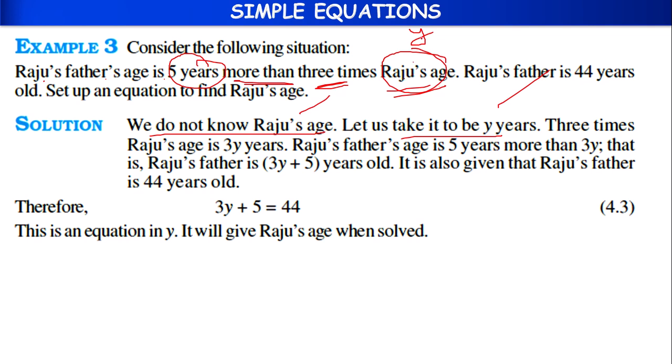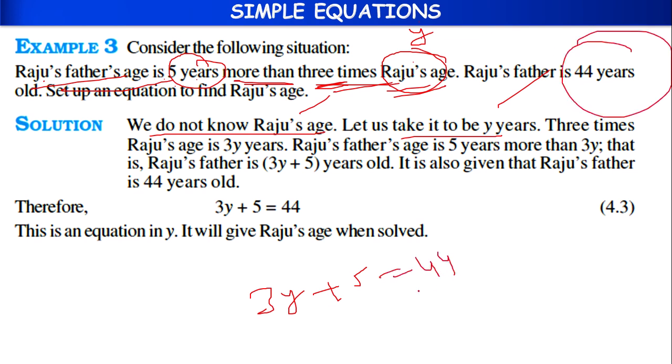Means Raju's age is y, 3 times Raju's age is 3y, 5 more, plus 5, is equal to Raju's father's age, which is 44 years. So this is the equation to find Raju's age. If you solve this equation, you will get Raju's age. Actually, in the question, they asked us to set up an equation. So we find this equation. This is the answer.